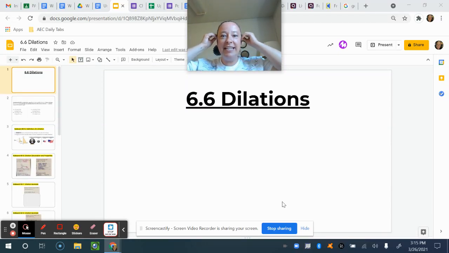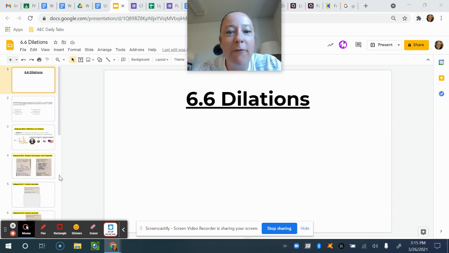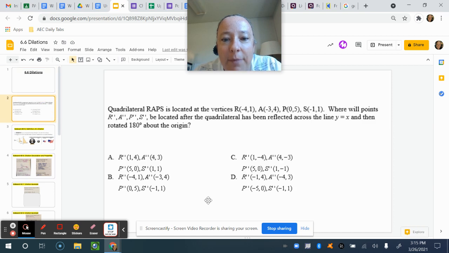Welcome to section 6.6, dilations, the last transformation that we have of the unit. Before we go into what a dilation is, I want to practice right here. I want y'all to look at this. We have multiple transformations going on here.